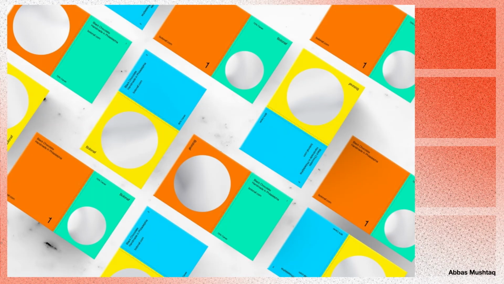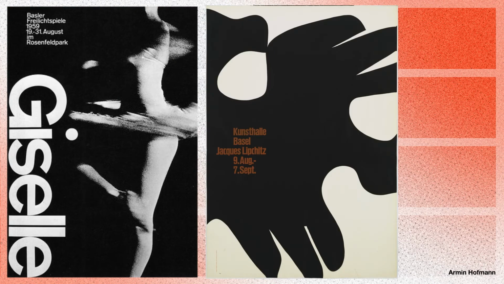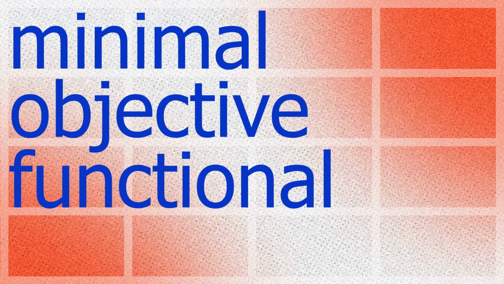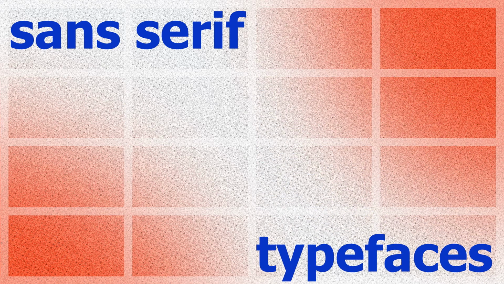One of the first design styles to really harness the extra capabilities of typography was Swiss design, also known as International Typographic Style. Swiss design is minimal, objective, and functional. Common elements include sans serif typefaces, asymmetrical grid layouts, far right or left aligned text, and a preference for photography.